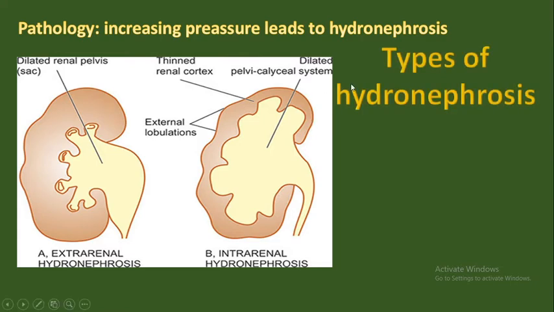What are the types of hydronephrosis? There are two types, extrarenal and intrarenal. Extra, because it's outside of the kidney, as we can see in the renal pelvis, and intra, inside.